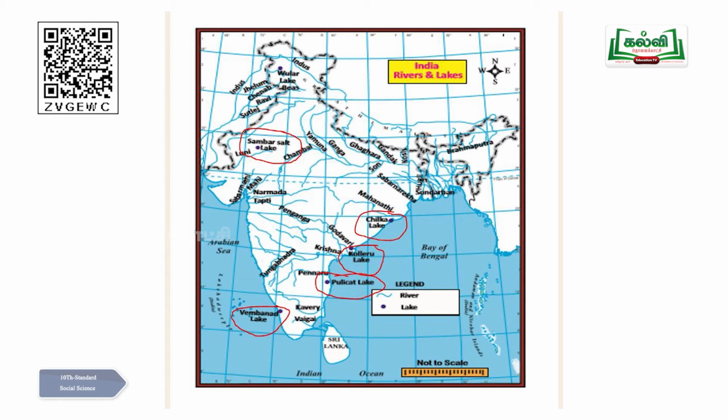First one is Chilka Lake, which is near Mahanadi river, lies in Odisha state, and second one is Kolleru Lake, which is near Godavari river, which lies in Andhra Pradesh state, and the third one is Pulicat Lake, which lies between the states of Tamil Nadu and Andhra Pradesh. And in the western coastal plain, you can see Vembanad Lake, which lies in the Malabar coast and is found in Kerala state. And in Rajasthan, there is one lake called Sambar Salt Lake. That lake is found in the northwestern part of the Thar desert.